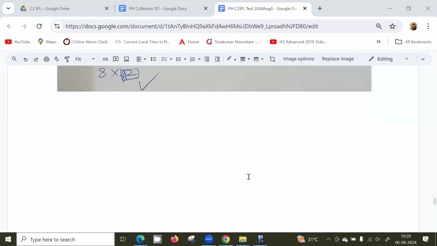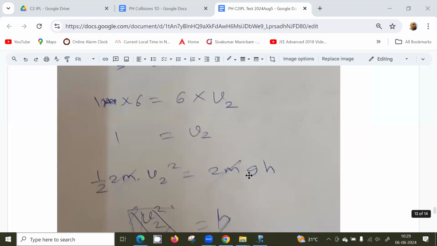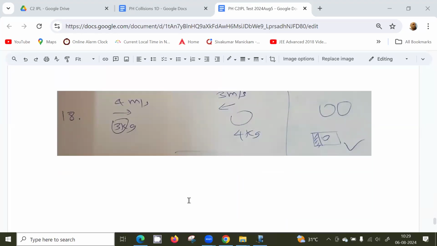Okay, 17, it's a bit complicated. I'll go to the 18th one. 18th question: a body of 3 kg moving with a velocity of 4 collides head on with another body of mass 4, moving in the opposite direction with a velocity of 3. After collision, they stick together.